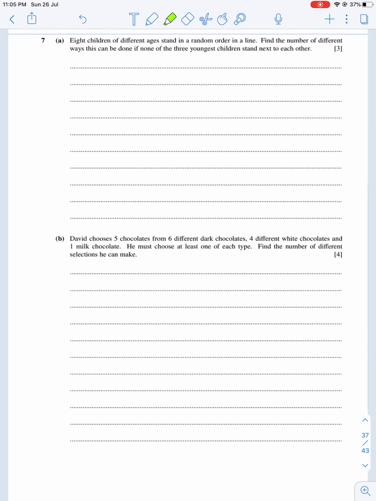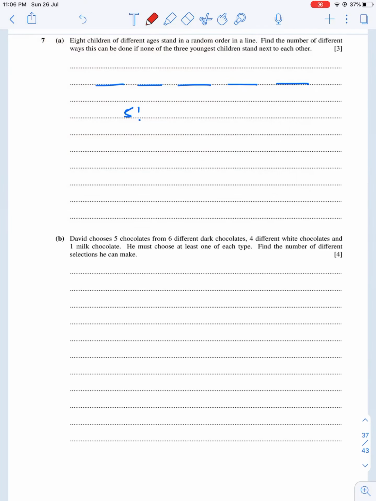Okay, the first question says 8 children of different ages stand in a random order in a line. Find the number of different ways this can be done if none of the 3 youngest children stand next to each other. Okay, you want the 3 youngest children to be separated. So apart from these children, there are 5 other children. I'm going to first make them stand in a line. So 5 factorial for this.